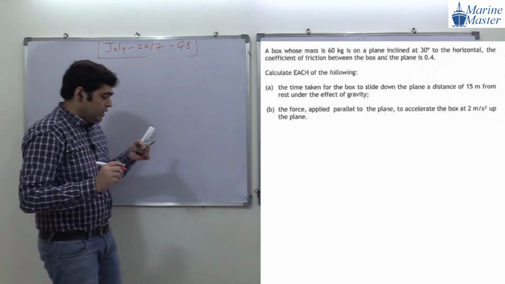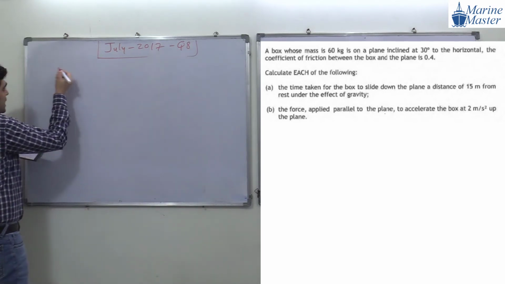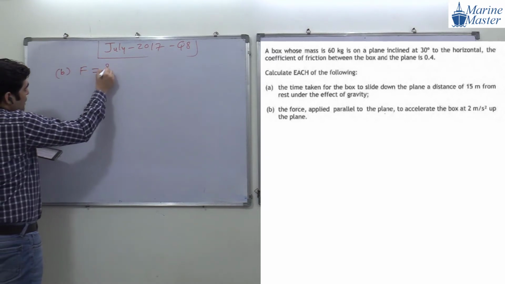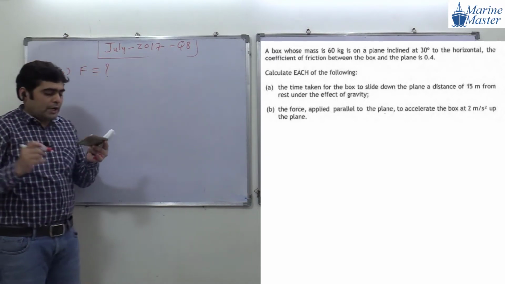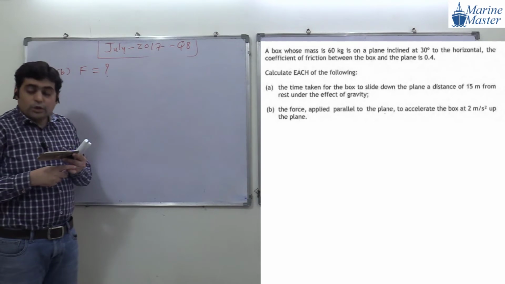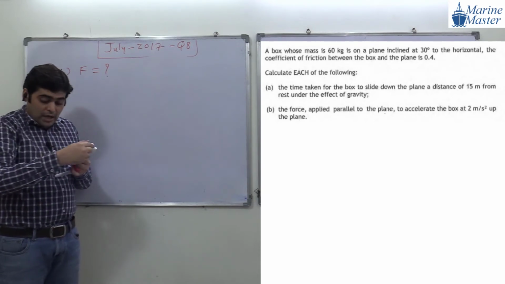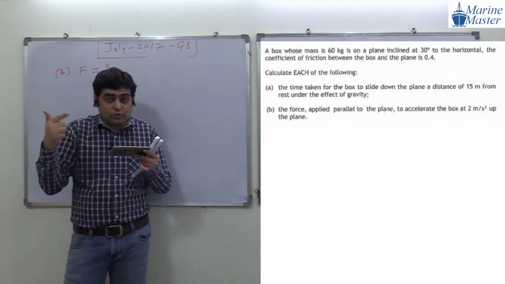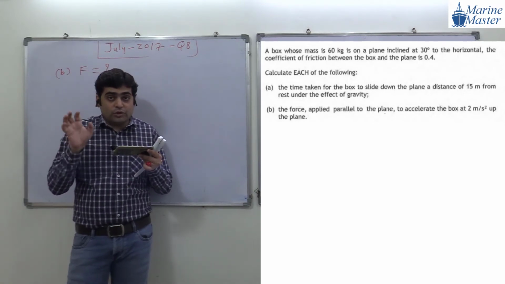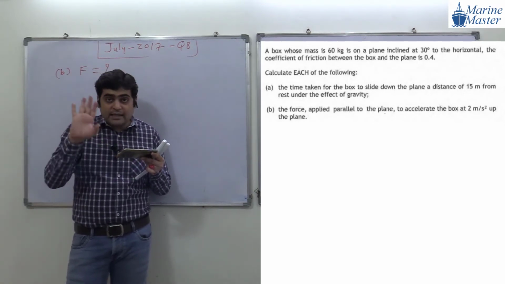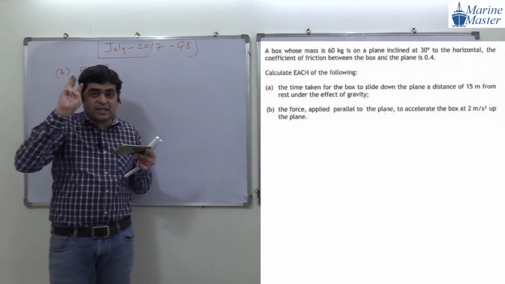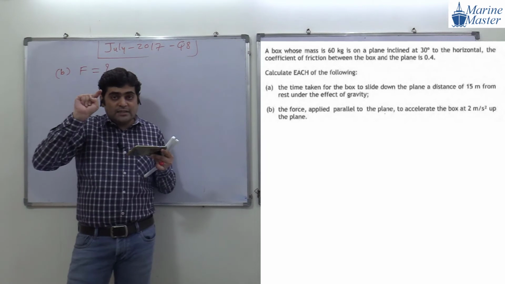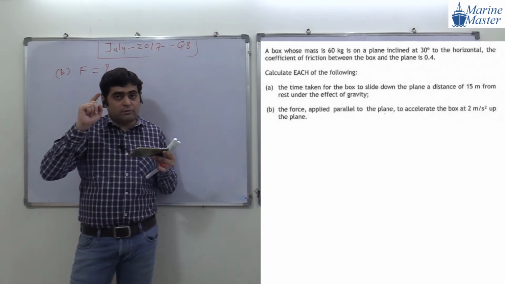Okay, try to see the scenario. In B part, we have to find out force F to accelerate the block up the plane. Now here in A part, how was the motion? In A part, motion was downward, and there was no external force. There were only three forces acting: first one is weight, second one normal reaction, and third one friction force.